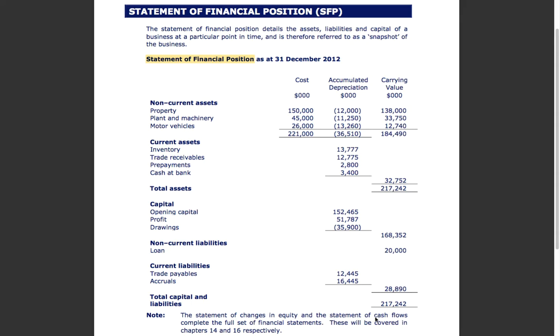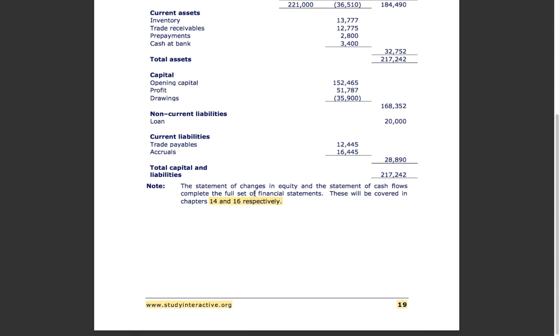The statement of changes in equity. Okay, fine. These will be covered in chapters 14 and 16. So okay, these do not matter. That's okay.